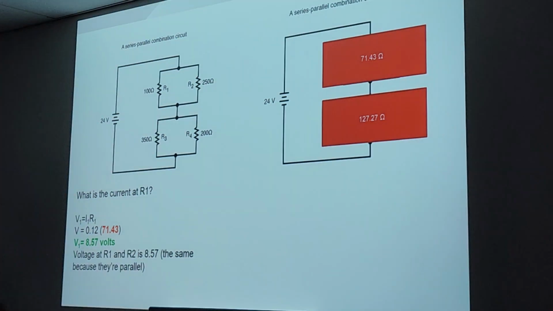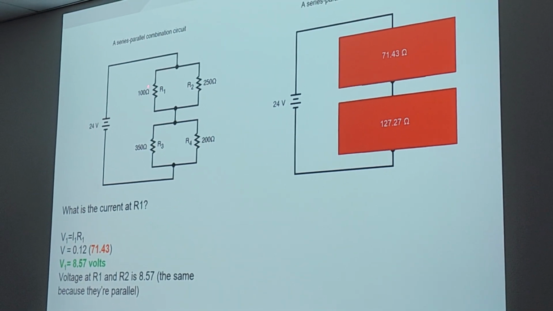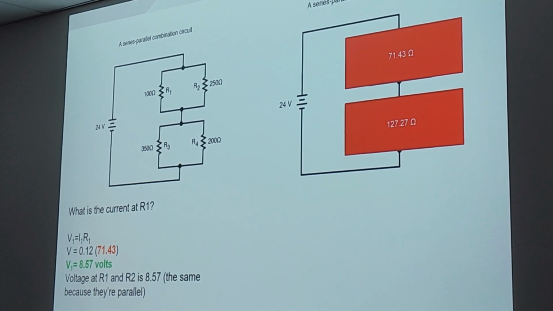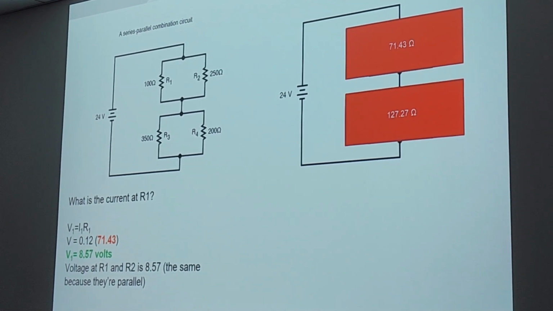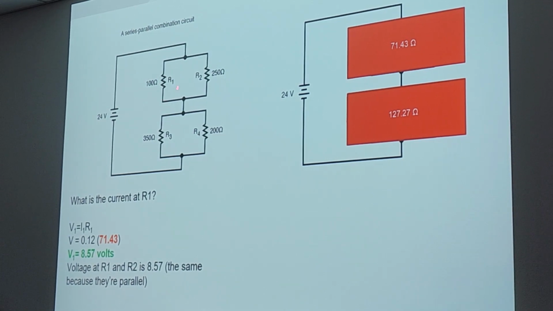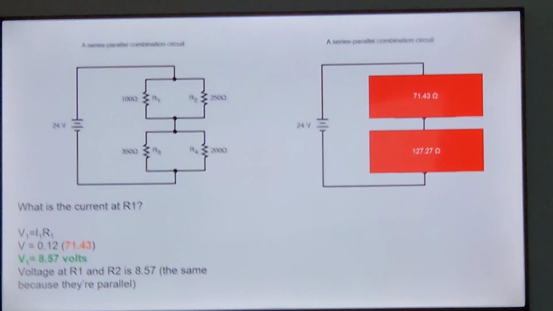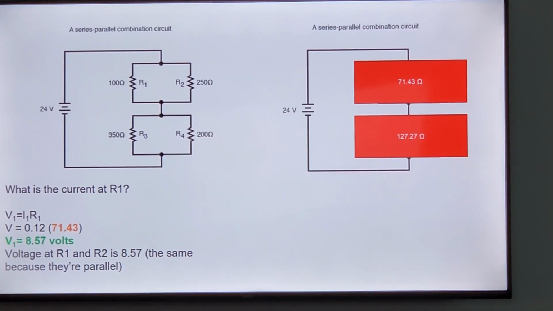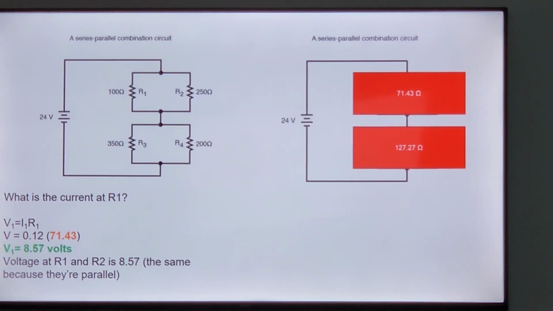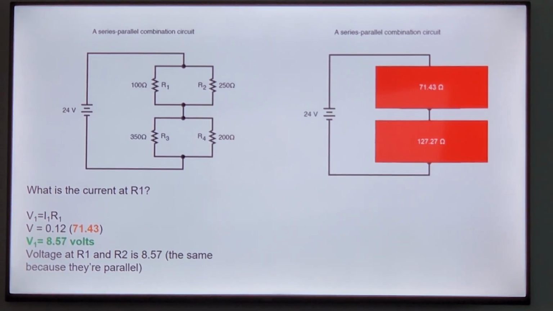But what if I asked you, what is the current at R1? You just multiply 100 by 0.12. So now I'm not asking you for the total current, I'm asking you for the current at R1. Now it's asking you about that one specific section, so we have to break it apart into that parallel circuit again. So, tell me, what would you do? It's asking you for the current at R1.